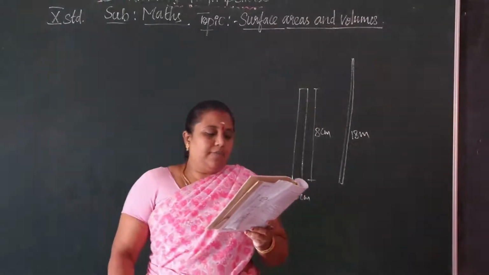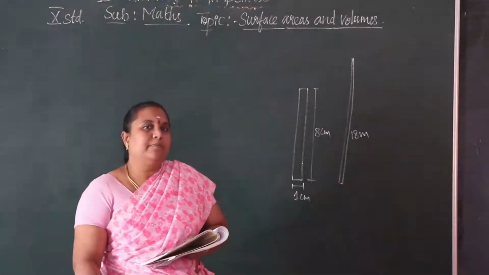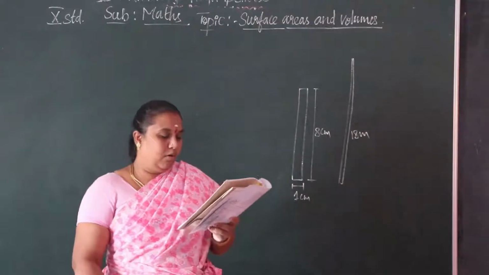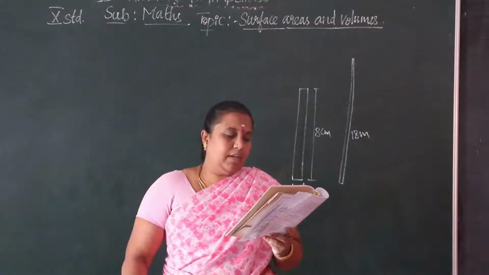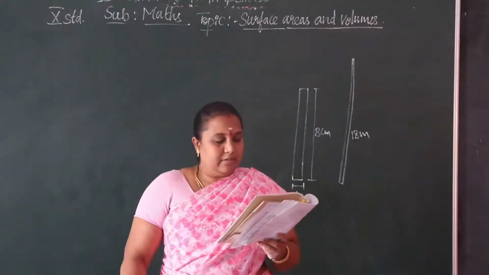So here the volume of the rod. Is it a cuboid? No. So this is in the form of a cylindrical shape.